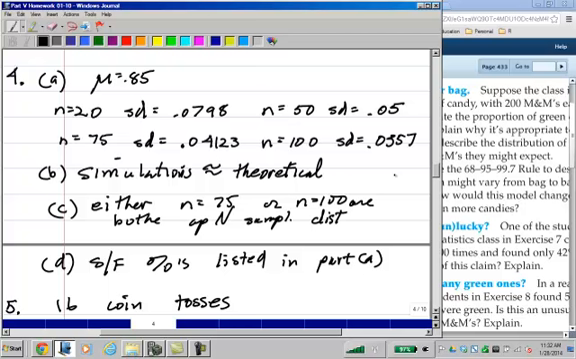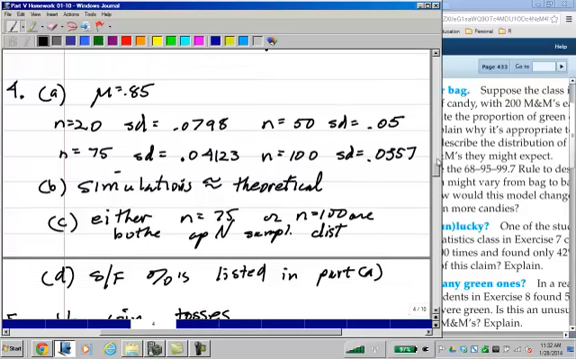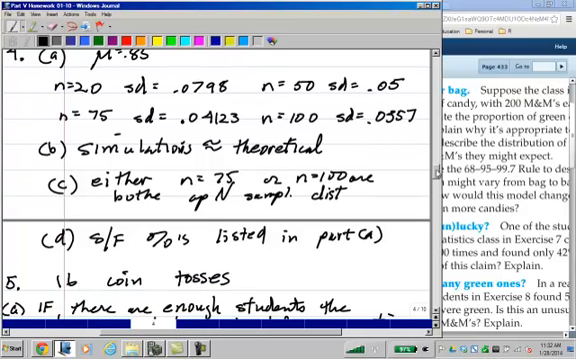Now, which of these would be okay to use with the normal model? Well, either N equals 75 or N equals 100. Both their histograms are approximately normal. That is, they are bell-shaped and symmetric, and they both have NP and NQ greater than or equal to 10. So if you do the math on that, for NP and NQ, when N equals 75, they'll both be at least 10, so you can use the normal model.